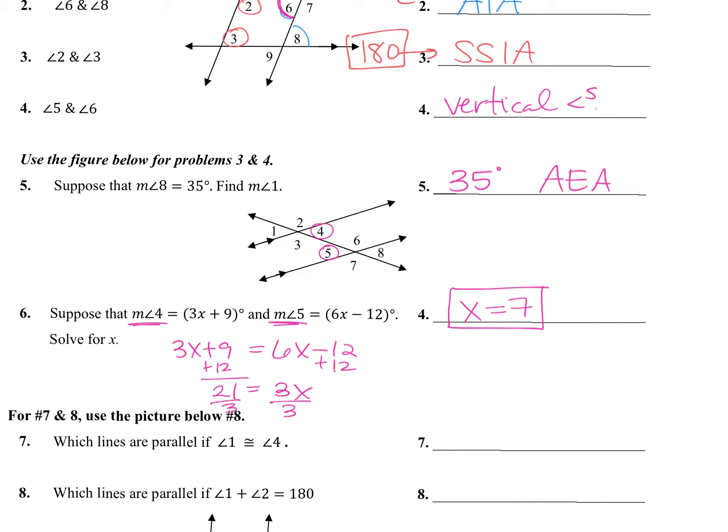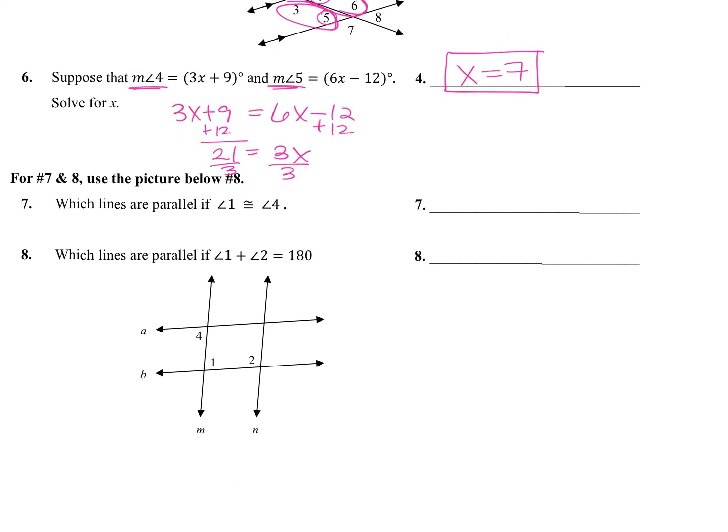Questions on that? Which ones do you add together and set equal to 180? Same side interiors, right? So like 3 and 5, we would have added them together. 4 and 6, we would have added them together. All the rest of them you set equal, okay?